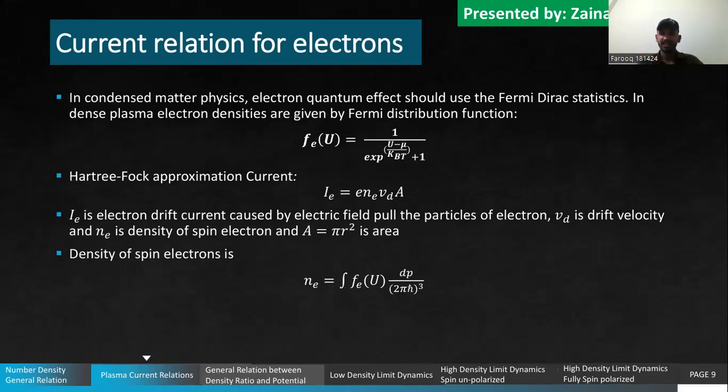Here the parameters are discussed: Ie is the electron drift current caused by the electric field, vd is the drift velocity of electrons, n is the density of spin electrons, and A is the area, pi r squared. So it gives the dimensions of current, ampere. So the density of the spin electrons is given by n is equal to integral Fe of u dp over 2 pi h-bar cubed.